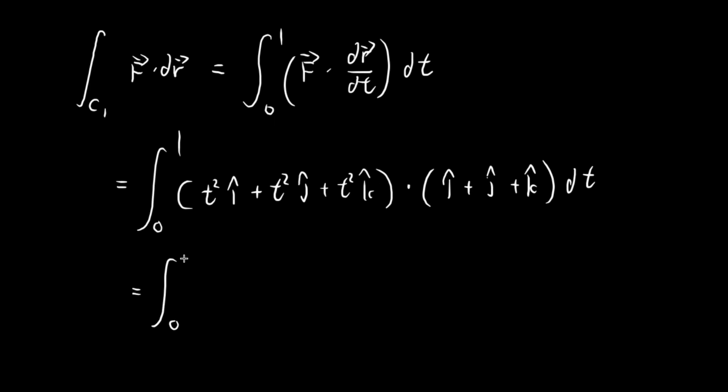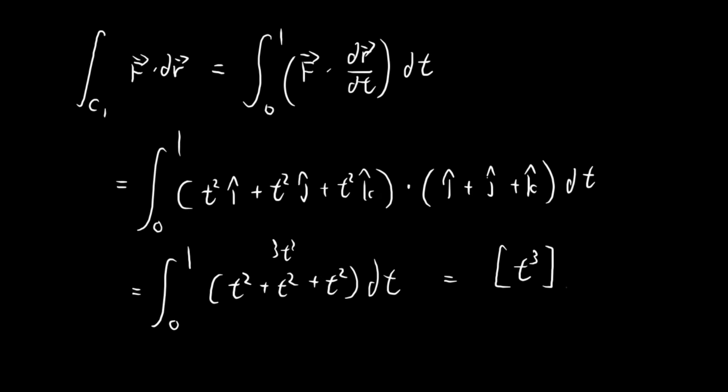Taking this dot product is easy enough. We multiply 1 with t squared, so we have t squared. For the second term, we multiply 1 with t squared, so we have another t squared. And for the third term, we multiply 1 with t squared, so we have another t squared. So this is just 3t squared. Integrating this just becomes t to the power of 3. Evaluating this from 0 to 1 is just equal to 1. So this is the value of this line integral.